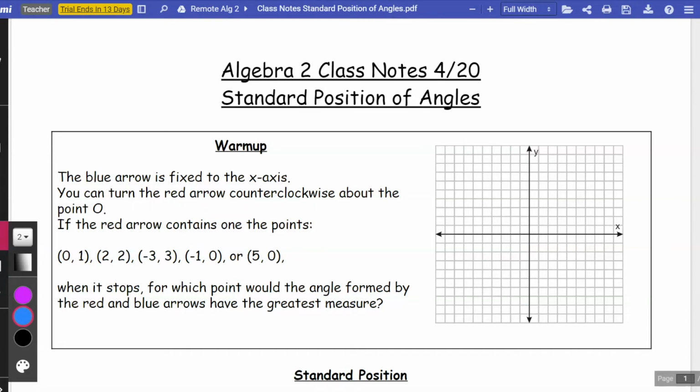So today we need to continue on with our lessons in trig. And what we're going to talk about today is the standard position of angles on the coordinate plane.